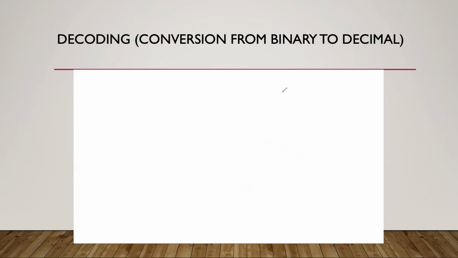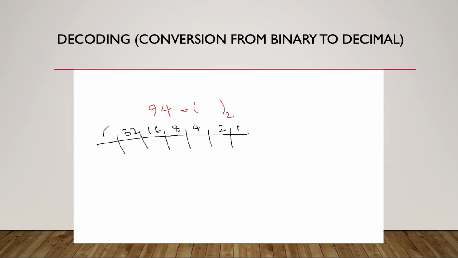Okay, here, let's say I want to change 94 to binary. I'm going to change the color. Okay, again I draw the placement table, and let's see, I have 1, 2 double it, 4 double, 8 double, 16 double, 32 double, 64 double, 128.